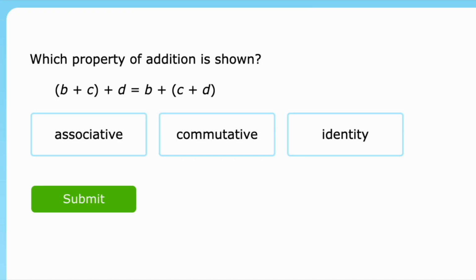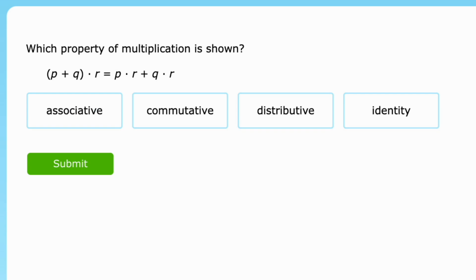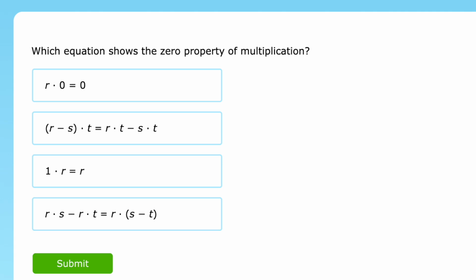Which property of addition is shown? Well, since we have the same variables on both sides of the equal sign and they're all being added, the only difference is the way that they're grouped with parentheses, and those should be equal according to the associative property of addition. Next, which property of multiplication is shown? Well, since we have addition inside of the parentheses and we're multiplying the entire parentheses by r, we need to distribute the r to both the p and the q, so this must be the distributive property. Next, which equation shows the 0 property of multiplication? Well, the first option shows a number times 0 equals 0, so it's that one.